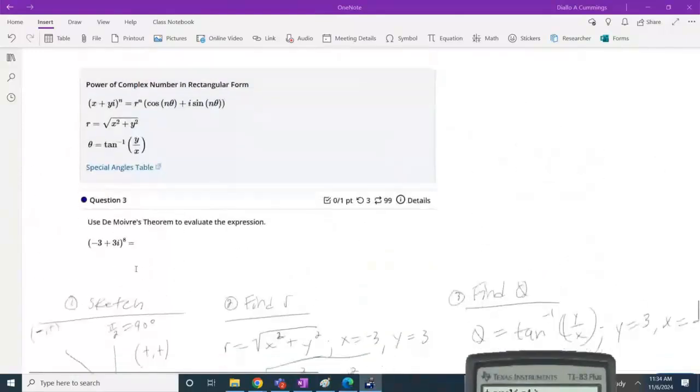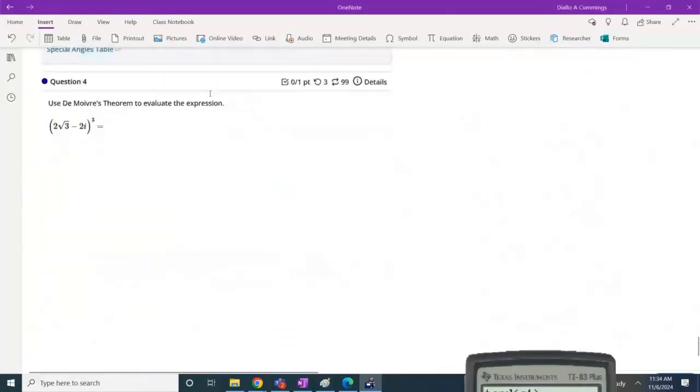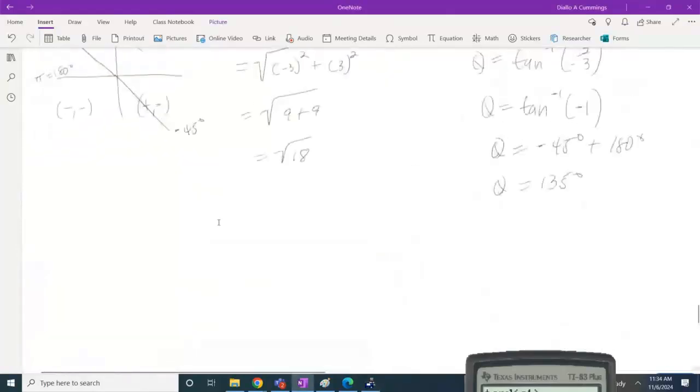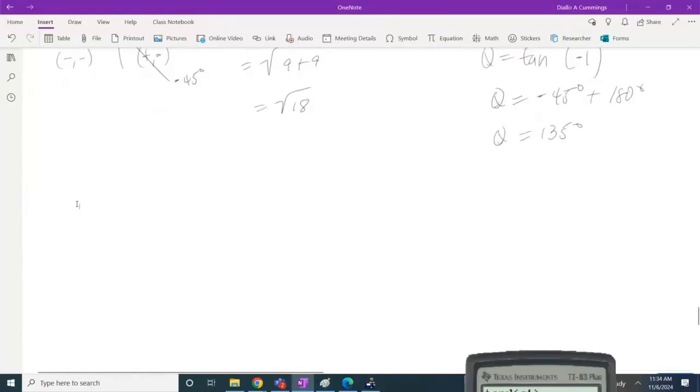All right. So we're going to take negative 3 plus 3i. We're going to put it all together. Negative 3 plus 3i to the 8th power. Negative 3 plus 3i in trig form is going to be the square root of 18 cis 135 degrees. We're going to raise everything to the 8th power.